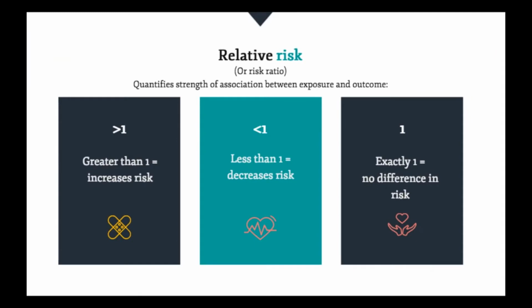If the relative risk is greater than 1, it means that the exposure increases the risk of disease. The higher the number, the greater the risk. If the relative risk is less than 1, it means that the exposure decreases the risk of disease. The lower the number, the more the factor is protective. If a risk ratio is exactly 1, then it means there is no difference in risk between exposed and unexposed individuals.